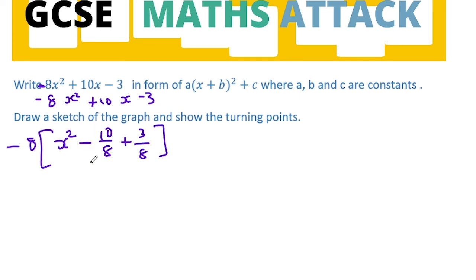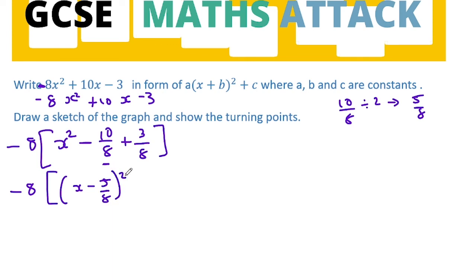The next thing I'm going to do is halve this coefficient over here. So I've got minus 8, x minus half of 10 over 8. So 10 over 8 divided by 2 would give you 5 over 8. So I'm going to do minus 5 over 8, and I'm going to square that, and I have plus 3 over 8.